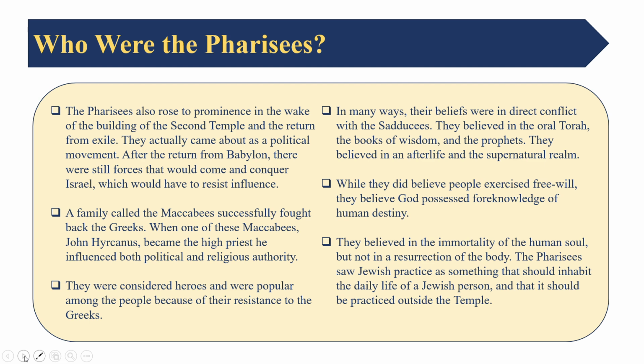A family called the Maccabees successfully fought back the Greeks, and when one of these Maccabees, John Hyrcanus, became the high priest, he held both political and religious authority. So they separated into two sectors. One is the Pharisees, the People's Party, who taught the law and traditions of the Israelites and patriarchs and strictly conformed to Jewish law. The Sadducees are the wealthy and conservative leaders who rejected the traditions in favor of political and religious cooperation with the Romans.